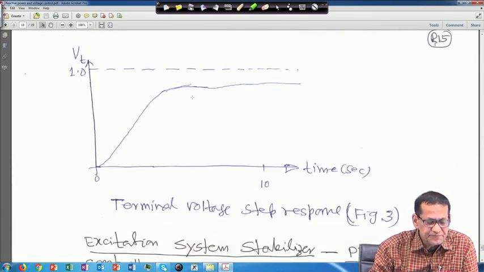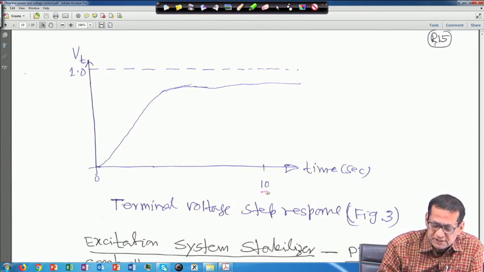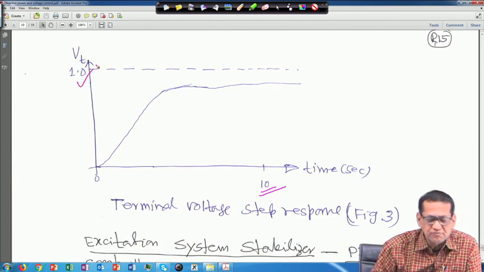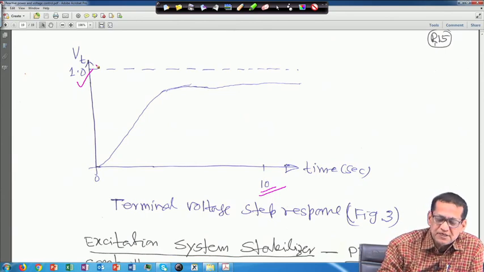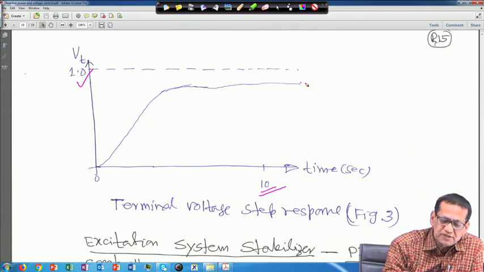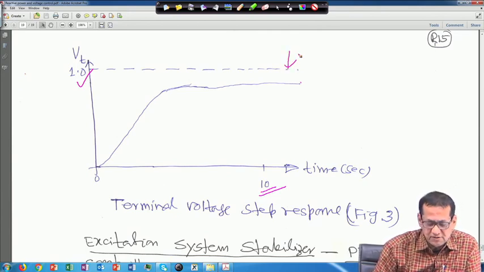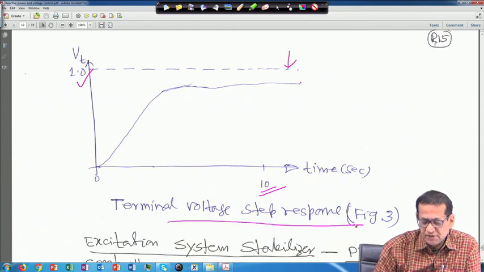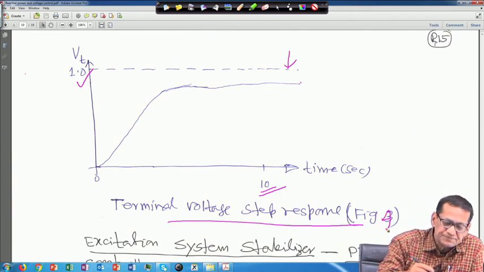Now, if you plot the terminal voltage Vt, it is up to 10 seconds and Vt reference is equal to 1.0. You will find that there is no overshoot here, but it is settling to some value, nearly 0.9; we have seen that it is 0.909. So, it is 1.0, but still not achieving 1.0, showing 0.909. This is the terminal voltage step response. I think this will be figure 4, not figure 3, the previous one was figure 3.